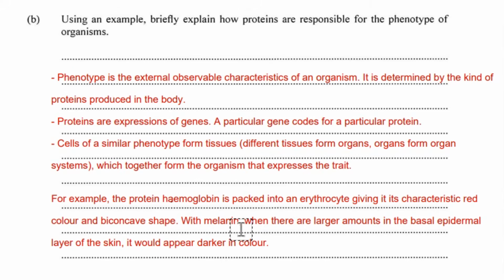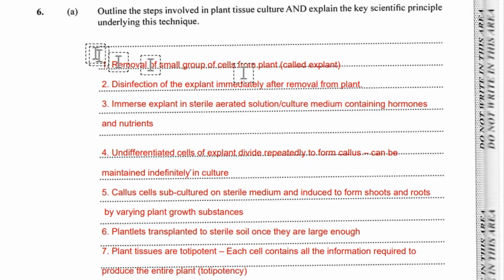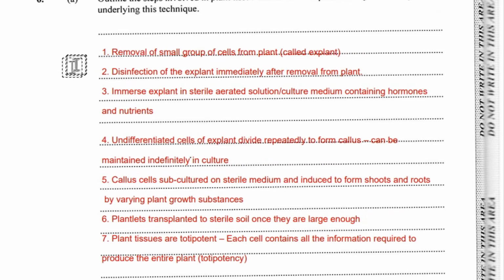Melanin is the protein. The dark skin is the phenotype. Let's look at question 6a. Outline the steps involved in plant tissue culture and explain the key scientific principle underlying this technique. Alright, so here we have 7 points because this is 7 marks.